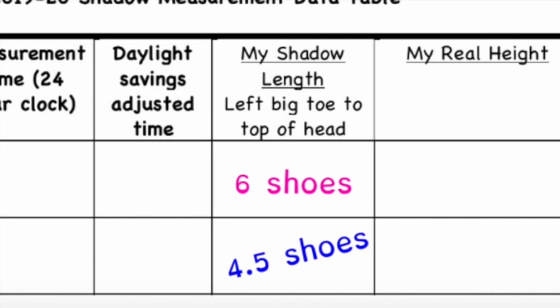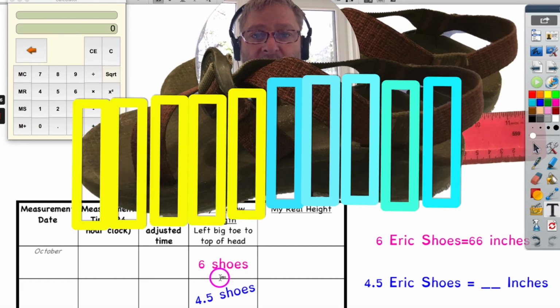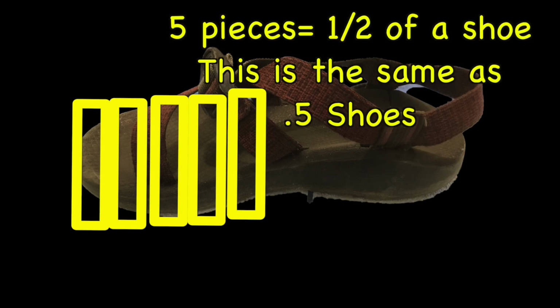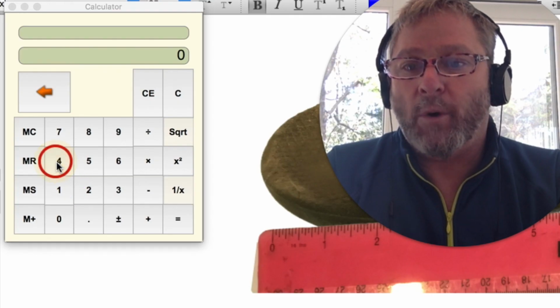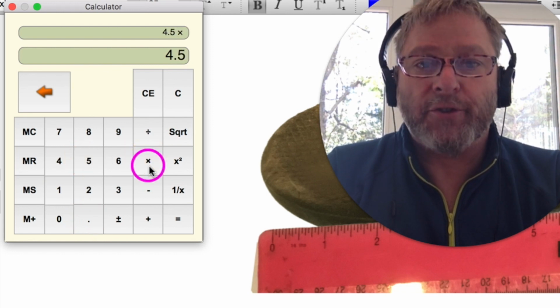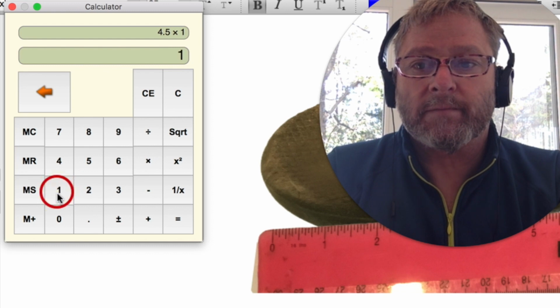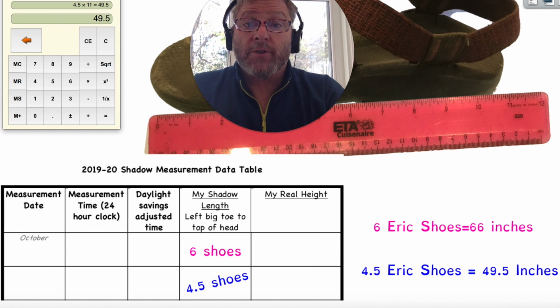So if we look down at my data table, it was 4.5 shoes for my measurement. The 0.5 represents the 5 pieces of pizza, or if we slice my shoe into 10 pieces, then 5 of those pieces would represent the 0.5, or half the shoe. So we go 4.5 times, and my shoe was 11 inches long, equals 49.5 inches. So now you know.